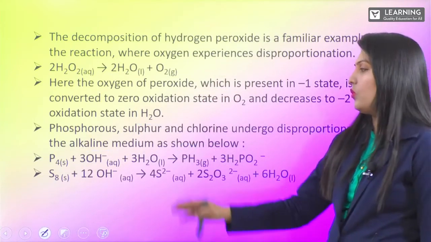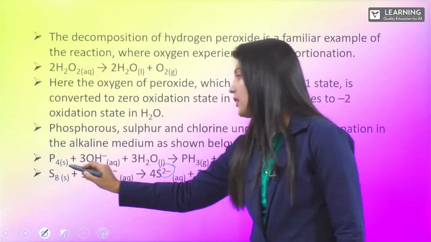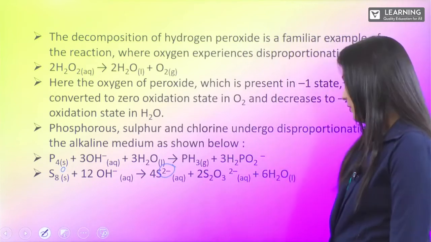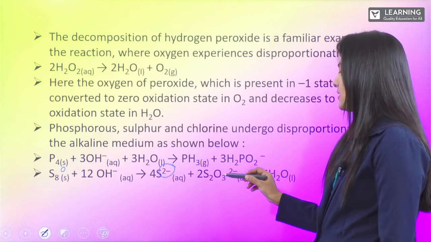Similarly, sulfur, when it is in alkaline medium, we get sulfur with -2. Here it is 0 as it is the elementary form. Here we'll be getting about 3 twos are 6.